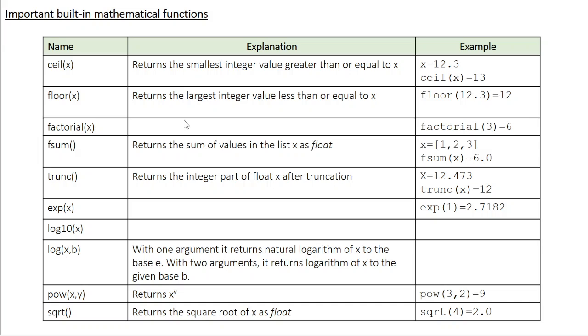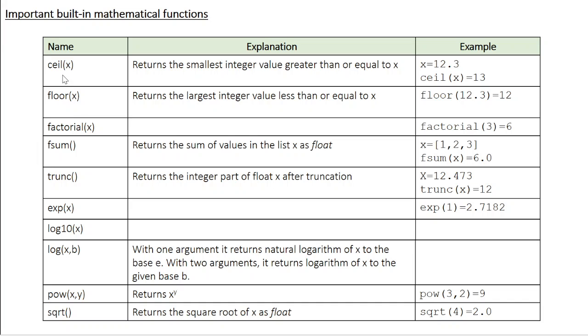Let's now get familiarized with a few important built-in mathematical functions. First one, ceil x. This returns the smallest integer value greater than or equal to x. For example, if x equal to 12.3, when you say ceil x, it returns the smallest integer value greater than or equal to 12.3, which is 13.